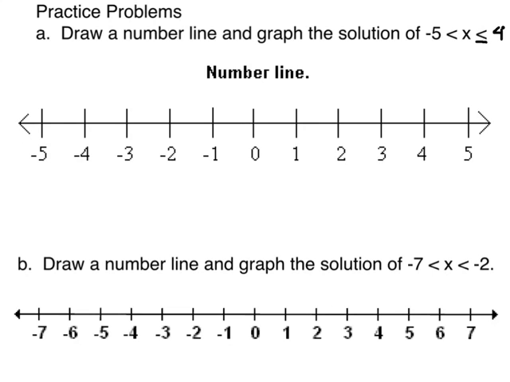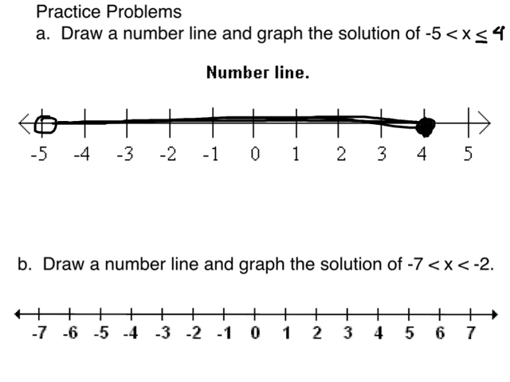Okay, let's do your practice problems. It says draw a number line and graph the solution of x is greater than negative 5 and less than or equal to positive 4. So let's go ahead and do that. There is no equal sign connected with the negative 5, so I'm going to draw an open circle. And on 4, I need a closed circle because it is also equal to 4. And then I'm going to connect, and x is going to include everything in between those two.